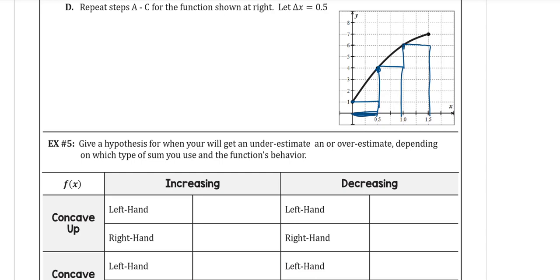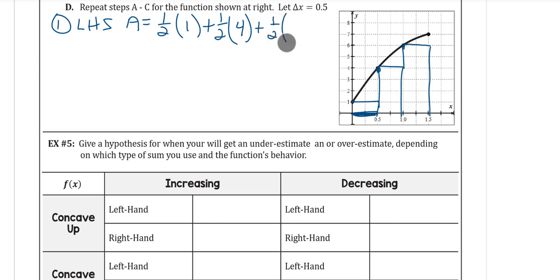Okay? So, finding these areas, I'm going to have area equals 1/2. That's how wide our region is now. Times 1 plus 1/2, our next height is 4, plus our last height is 6. So this is going to be 1/2 plus 2 plus 3. So this ends up being 11 halves, which is 5.5.